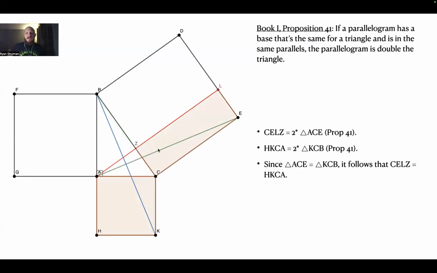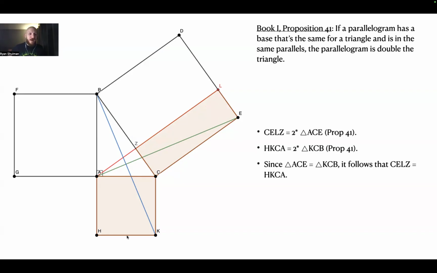And now, once again, we can use Prop 41 with our parallelograms and triangles in the same parallels. So CELZ, this brown-orange rectangle right here, falls in the same parallels and shares the same base with ACE. So they both share this base CE right here. They both fall in the parallels CE and AL. So rectangle CELZ is equal to twice triangle ACE.